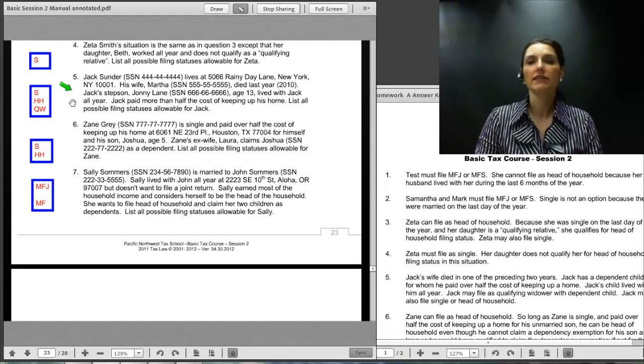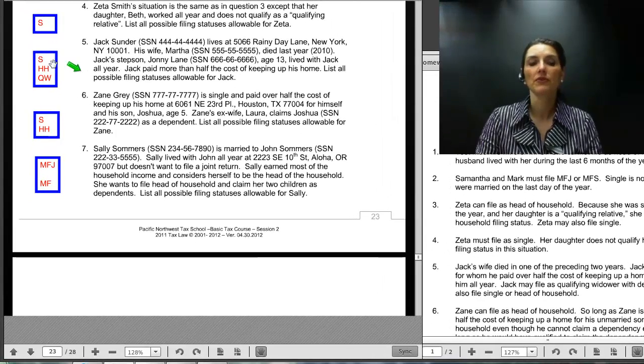Well, of course, Jack's child is a stepchild to him, but that isn't relevant once that relationship was created in marriage. Death or divorce does not change it. His stepson is his son for tax purposes. He is left, therefore, with the filing status choices of single. Since he is no longer married, he could file that. He could also file as head of household. He kept up a house for more than half the year in which his qualifying relative or qualifying child lived.